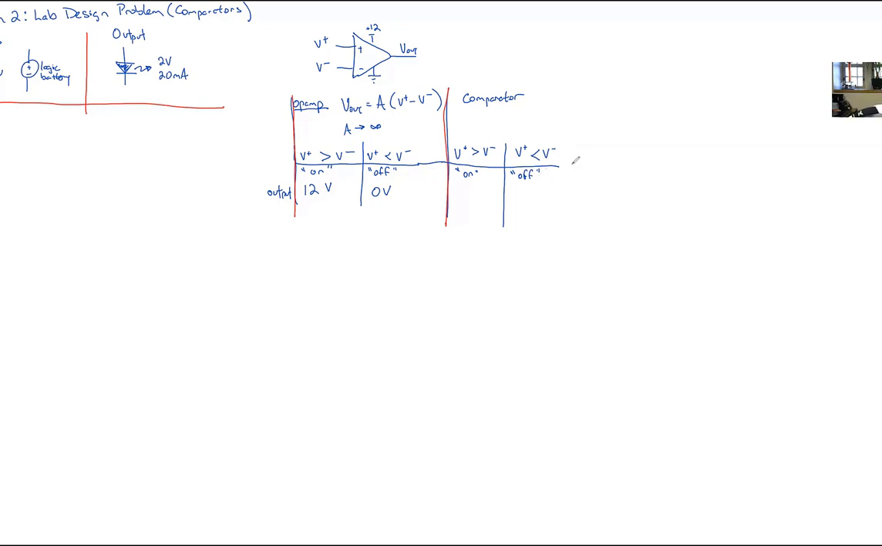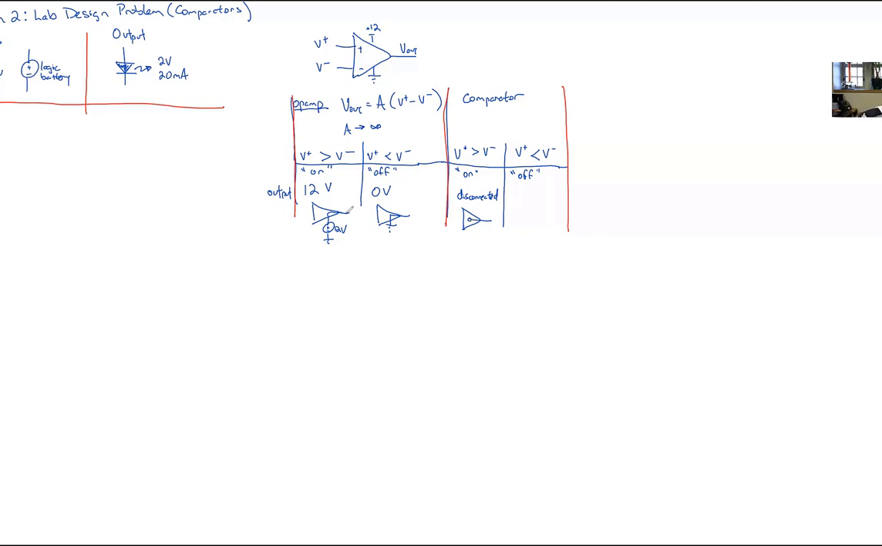But comparators work differently. When a comparator is on, the output is disconnected. That's not 0 volts. A 0 volt output would be as if the op-amp is connected to ground. And it's not 12 volts. A 12 volt output would be as if the op-amp's connected to 12 volts. But when it's disconnected, it's as if the op-amp wire just goes to nothing inside.